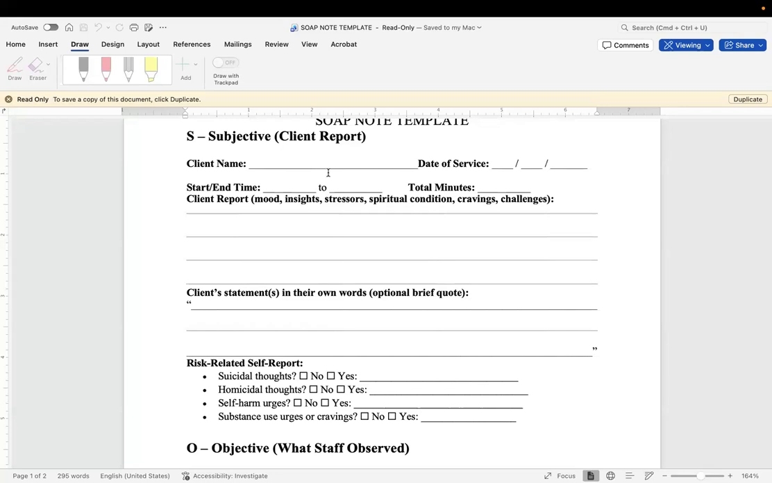And so if they are having cravings, if they're reporting nicotine cravings, drug cravings, it can even be cravings of another gender or same gender. Report those things here. And then any challenges they're facing.